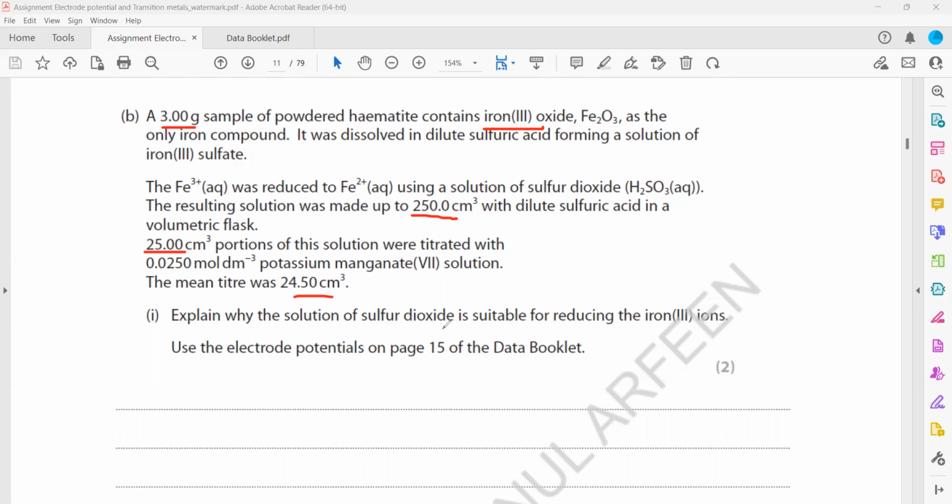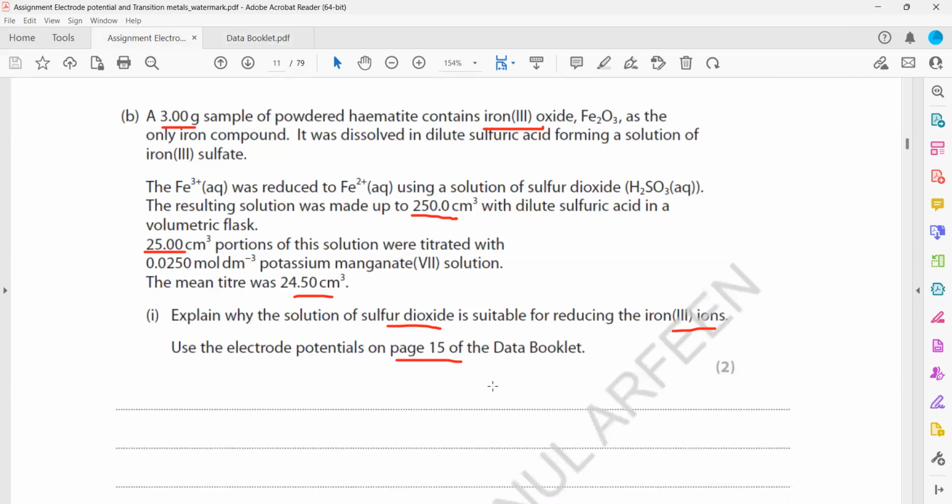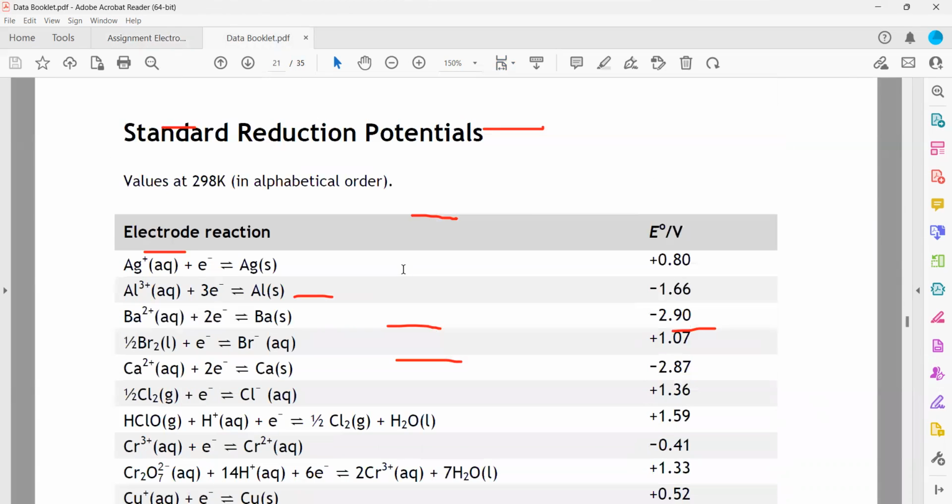Explain why the solution of sulfur dioxide is suitable for reducing iron 3 ions. Electrode potential, use the data booklet page 15. So when you work it out for sulfur dioxide, you will see why it is suitable. It will reduce the iron 3 ions into iron 2 using page 15. This was page 17.